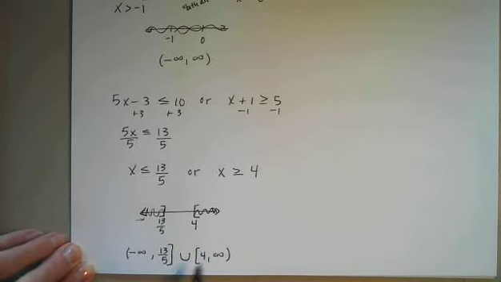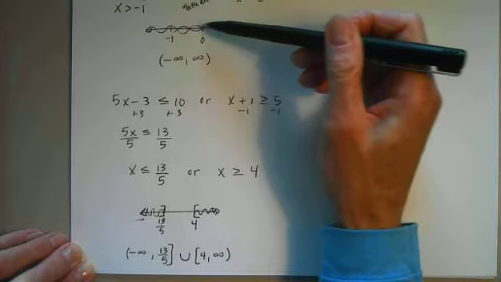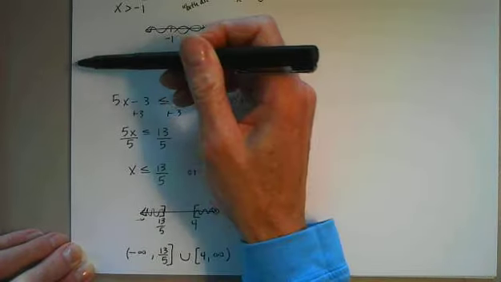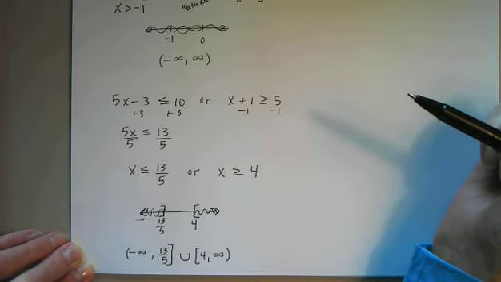And so that's the common or. The common and will be in between two. The common or will be out. But you've seen that you have to think about your answers every time, because sometimes they'll go all the way to the right, or sometimes they'll go to the left, or sometimes they'll be the whole thing. You just have to check and think each one through.